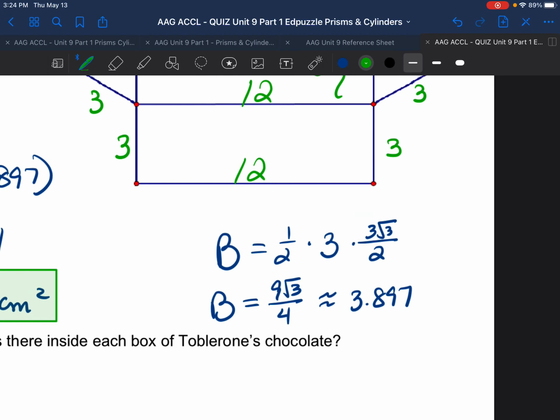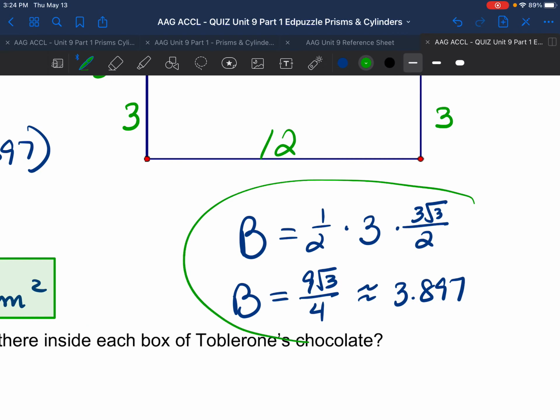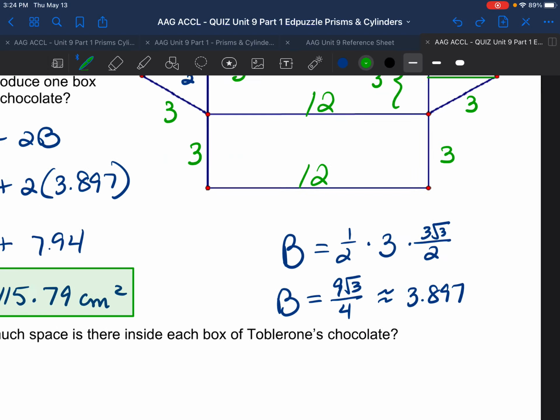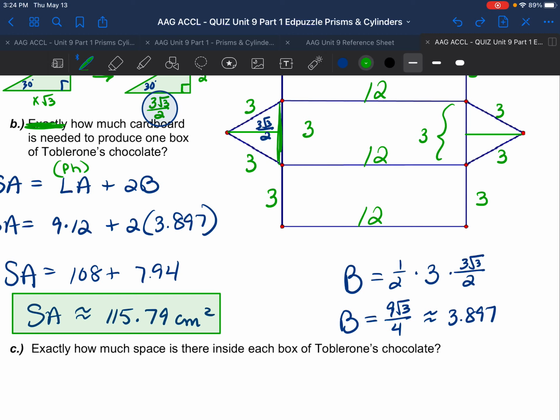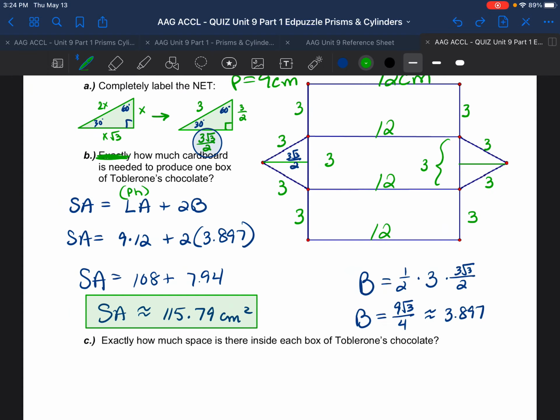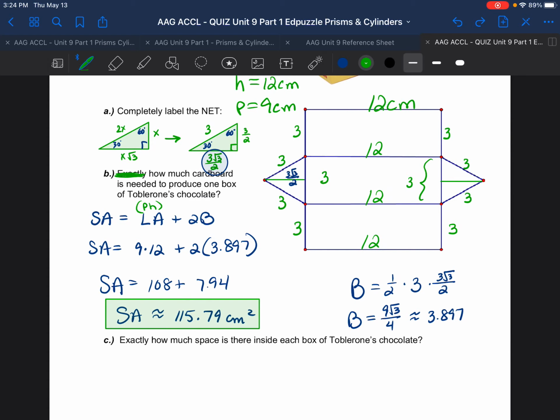So here, in order to get there first, we are going to need the area of one base. So one base is an equilateral triangle, right? So we would use 1/2 times 3 times 3 radical 3 over 2. So the area of one base is roughly about 3.9, 3.897. So now let's go ahead. And now for the box of chocolate, we only need the outside cardboard. So that's going to be your surface area.